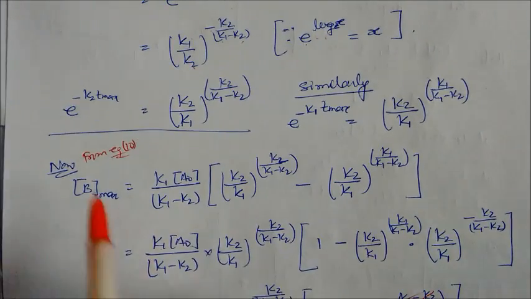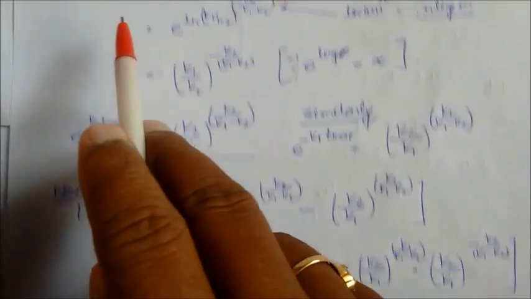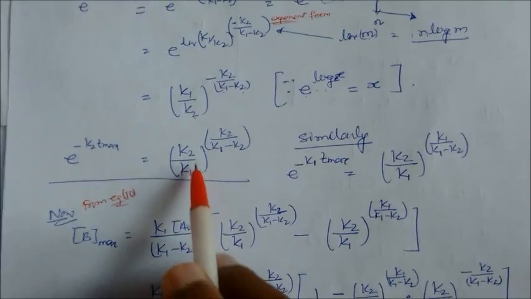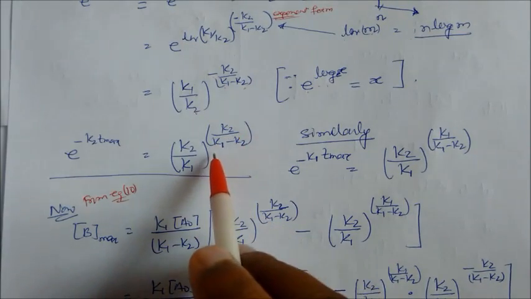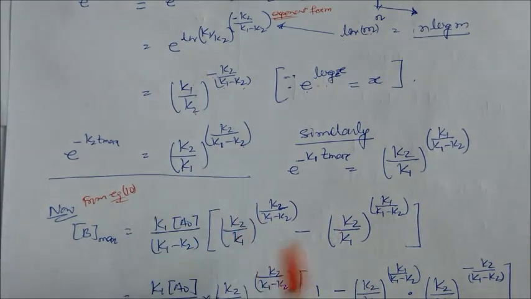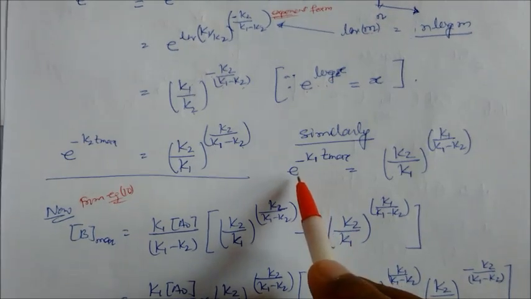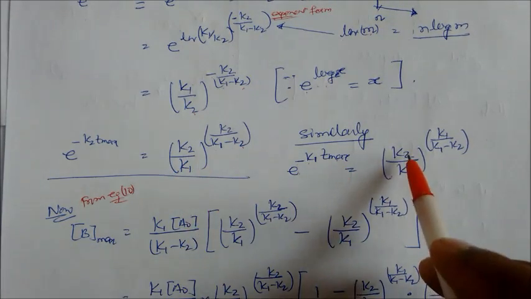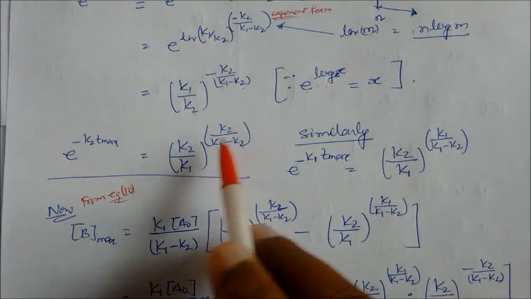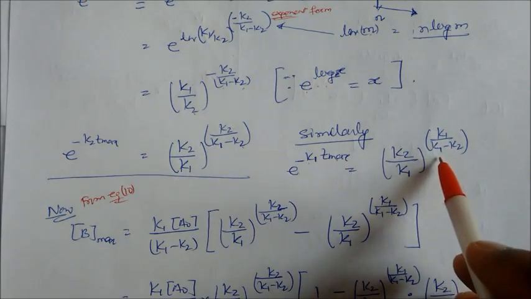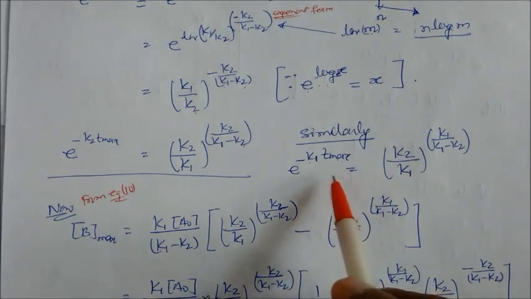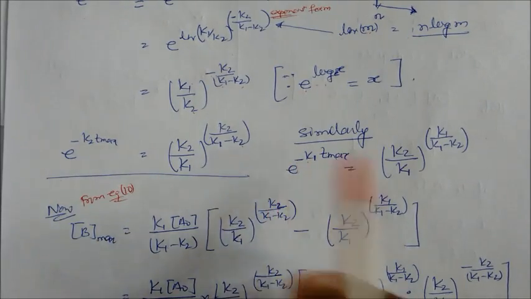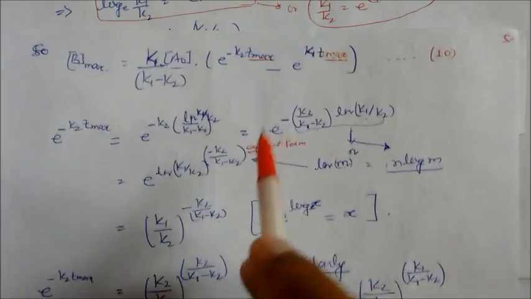Now similarly, e to the power minus k2 t max will equal k2 by k1 to the power k2 by k1 minus k2. Similarly, if you want to calculate e to the power minus k1 into t max, we calculate in a similar manner: k2 by k1, and instead of k2 we write k1 by k1 minus k2. So we got the two values, and we will substitute them in these two equations.